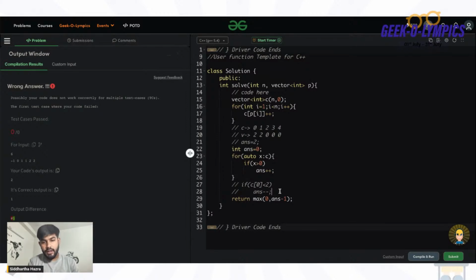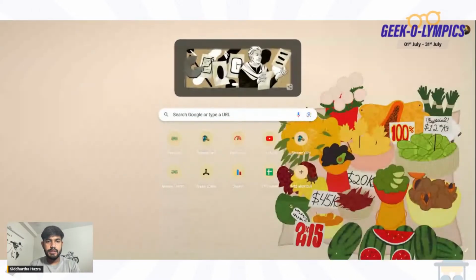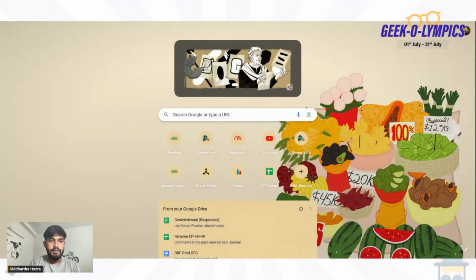Okay, so now let me show you what is happening. I needed this very test case. So see, -1 1 1 2 2. Okay, so let's just visualize this. Graph editor, I need this very test case.